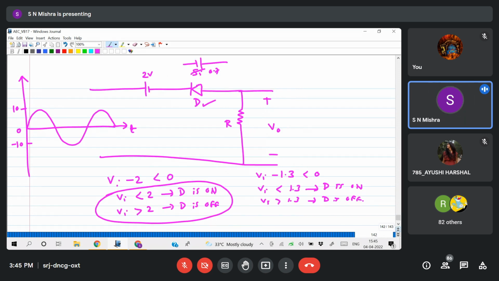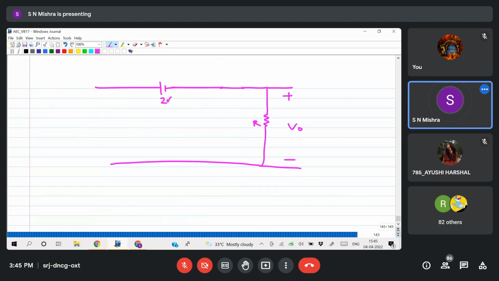So what is the first condition? Vi less than 2. So less than 2 means I'll take the negative half cycle. Less than 2 means if you consider this region, 2 to 0 positive, 0 to minus 10 negative. So entirely I am taking negative. So if you apply KVL, what you will get?